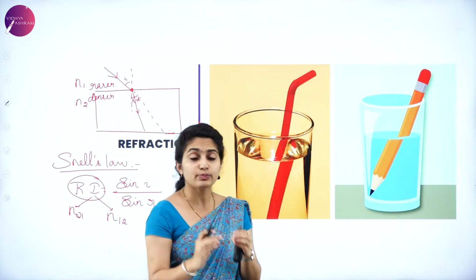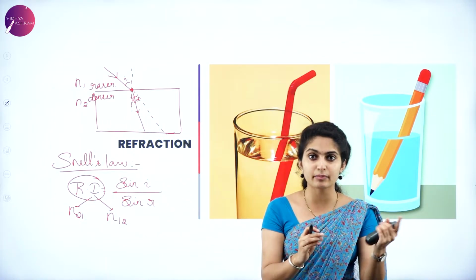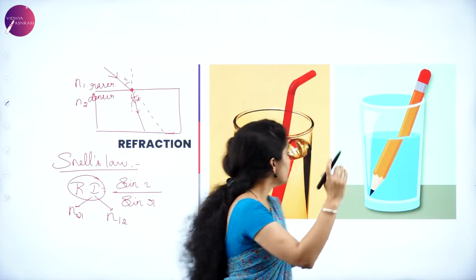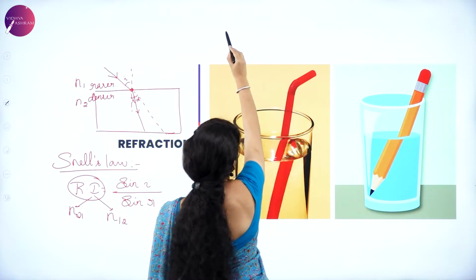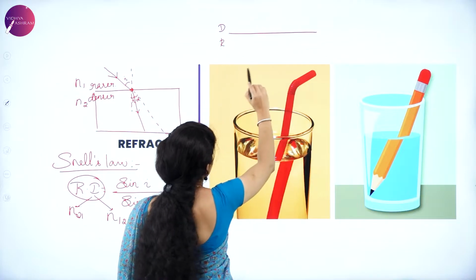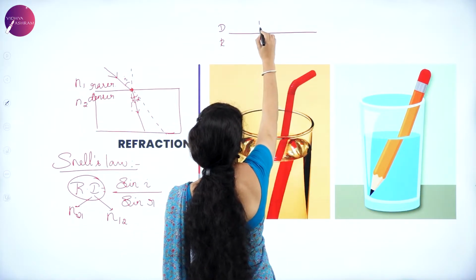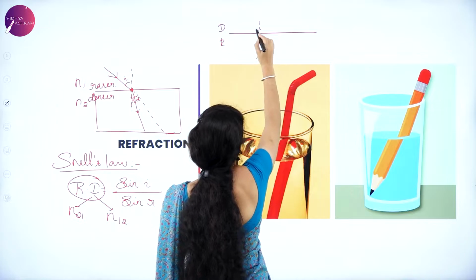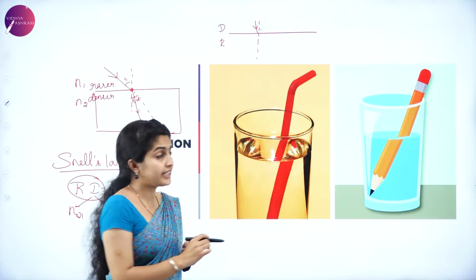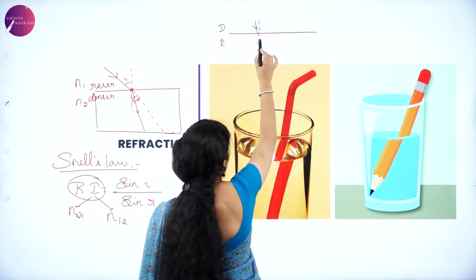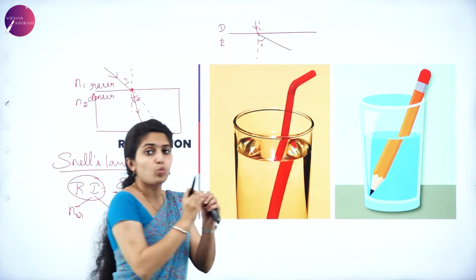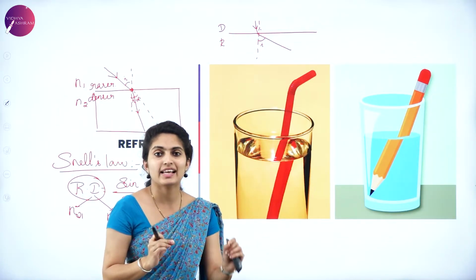Suppose it is moving from a denser to a rarer medium, the bending of the ray has to be away from the normal. Suppose I consider a ray like this, this is a denser medium, this is a rarer medium. After the surface is drawn, there is a normal to be drawn over here. The incident light is nearer to the normal in the denser medium. When it comes to the rarer medium, it moves away from the normal. So here you have a wide gap between the normal and the ray.